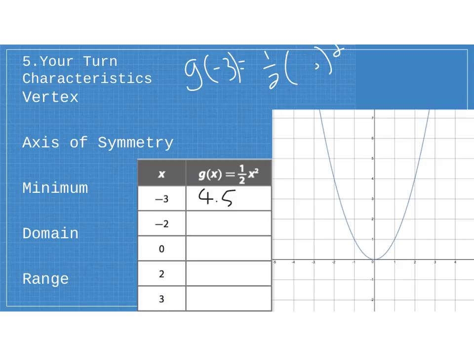And then we move on to the next one, which is negative 2. When we square that negative 2, we get 4. So 1/2 times 4 is 2. And then we go ahead and substitute 0 in.